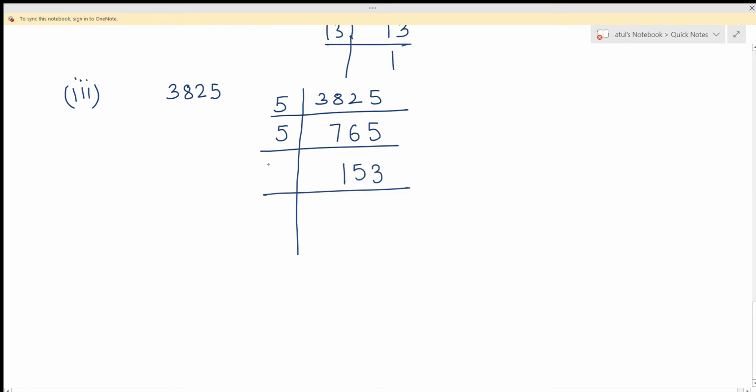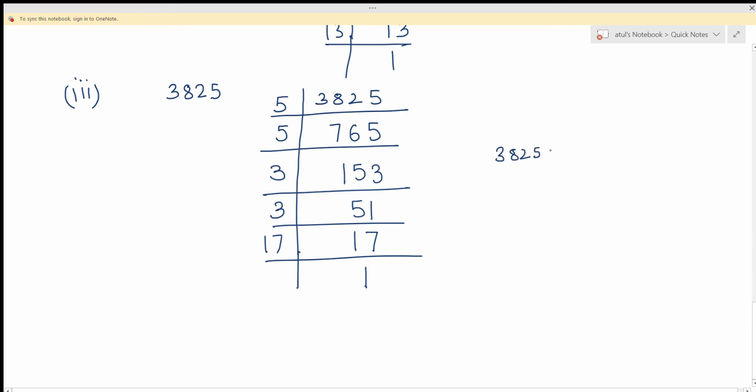Now you can see it is divisible by 3. 3 fives are 15, 3 ones are 3. This is again divisible by 3 as 5 plus 1 is 6. Sum of digits is divisible by 3. So 3 ones are 3, 3 sevens are 21. Now 17 is a prime number, so you will get it like this.